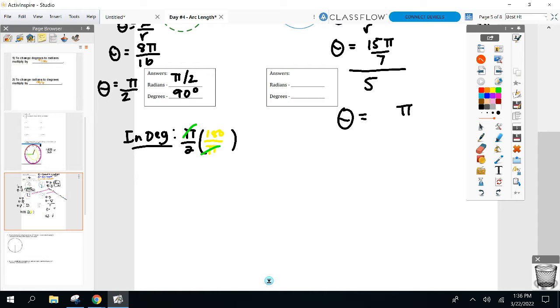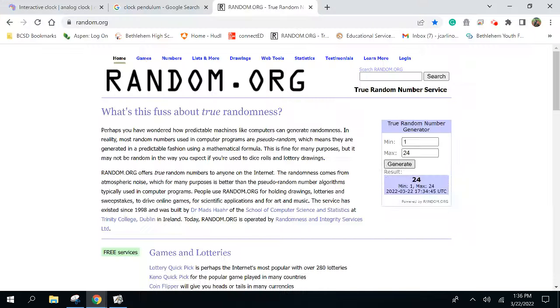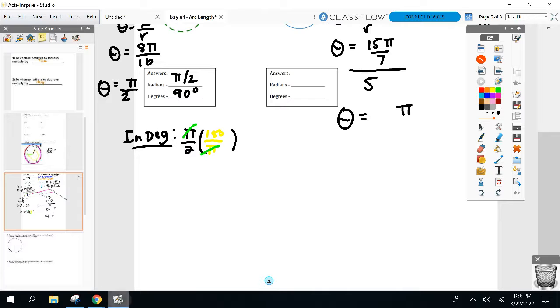So all of that reduces down to what fraction? 15... Got that fraction? 3 fifths. Sure it's fifths? What is it? I got 3 sevenths, yeah. 3 pi over 7.